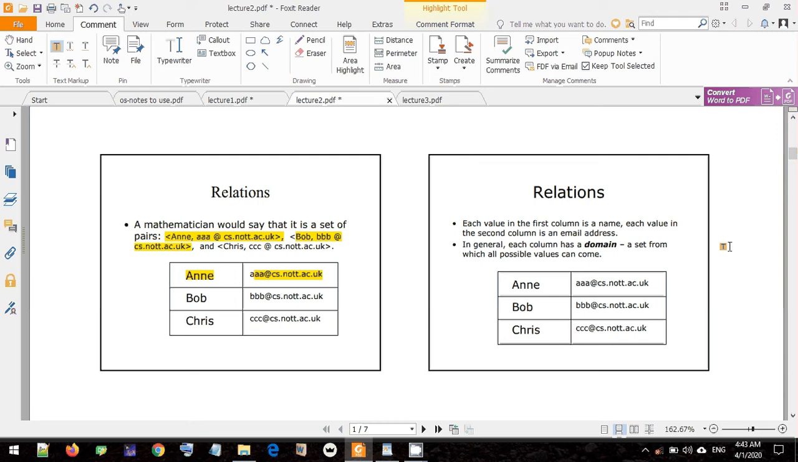Each value in the first column is a name, and each value in the second column is an email address. So in general, we can call a column a domain. A domain means that all the elements inside the domain are similar. This is the domain of names, and this is the domain of email addresses.